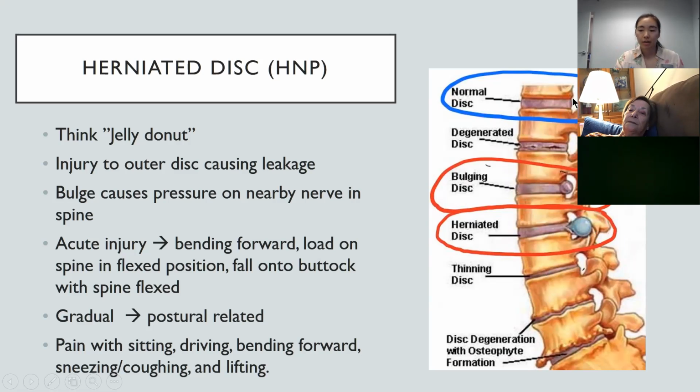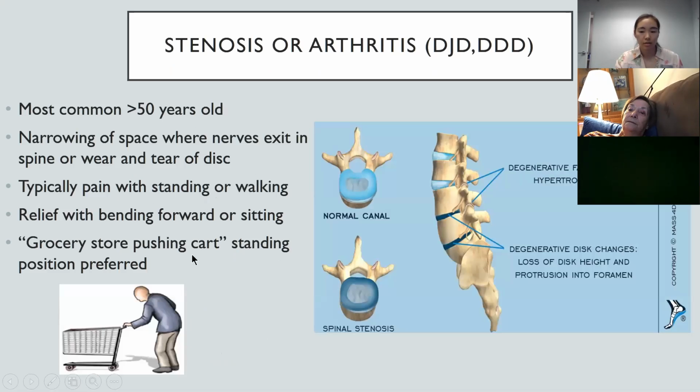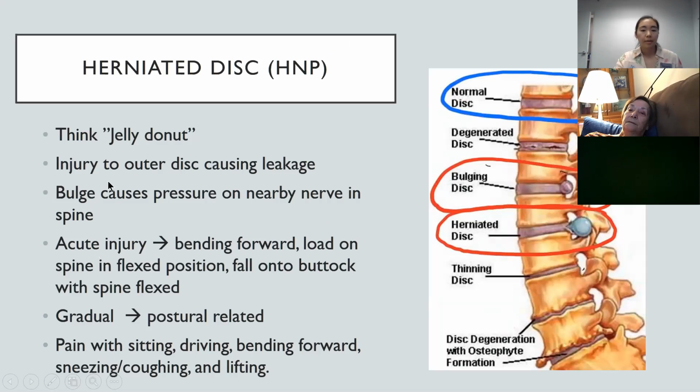And you have your spinal cord that comes right in the back here with all the nerves. So if part of that jelly donut is being pushed out, it's going to compress on that nerve that comes down your leg as well. Things that can happen with an injury: say you're bending forward with a quick movement, you might cause some of that discomfort, or say that you fall onto your buttocks with your back flexed, you might have that as well. Or it could be a slow progression as well.